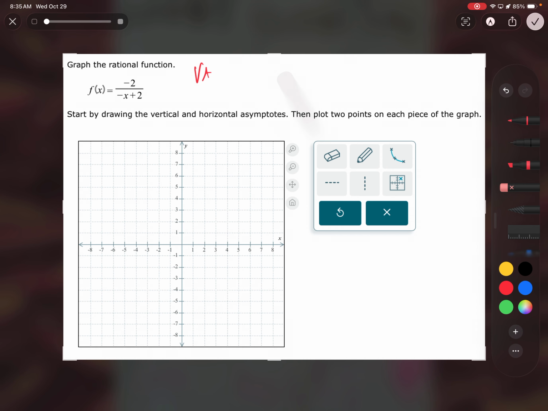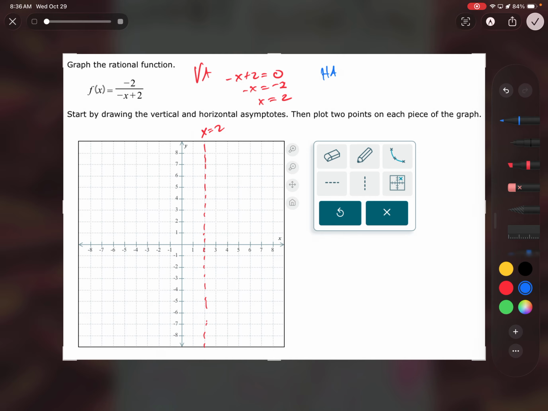Y. Well, let me write right there. So subtract 2, divide by negative 1, so x is equal to 2. So my vertical asymptote is at x equals 2.